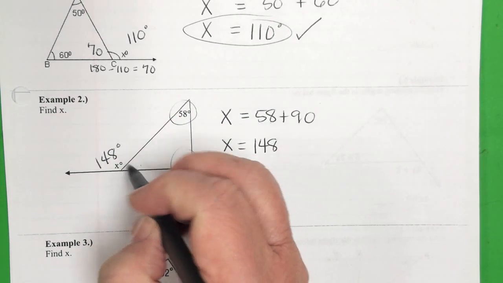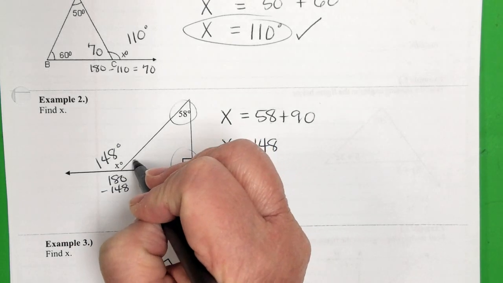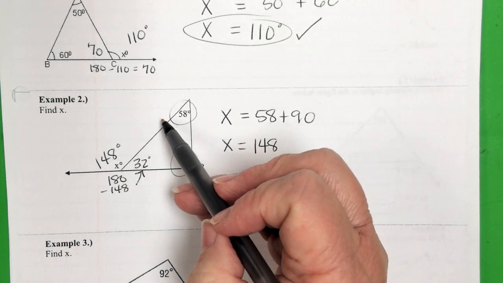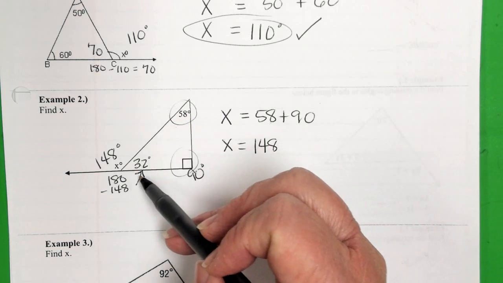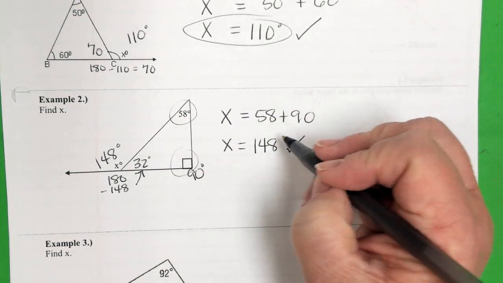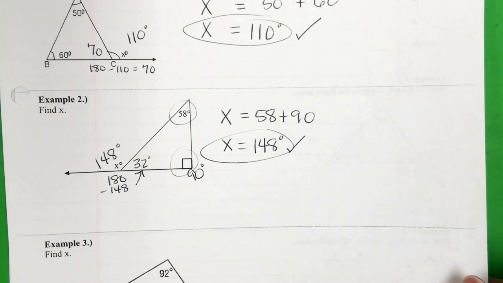But to find this angle right here, we're going to do 180 minus 148, and we should get 32. And if we add 58, 32, and 90, the triangle is 180 degrees total. So we know our answer is the exterior angle is 148.